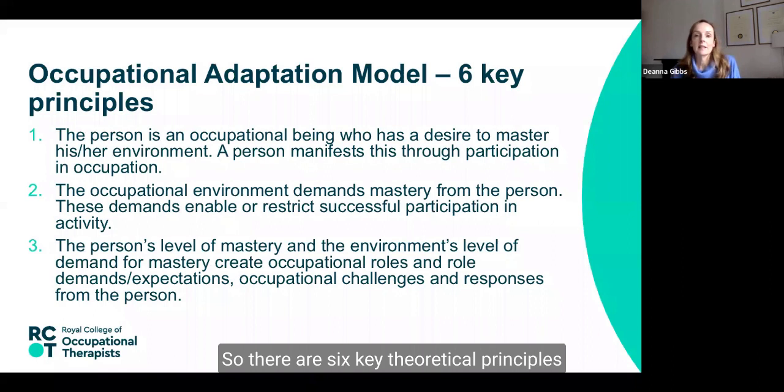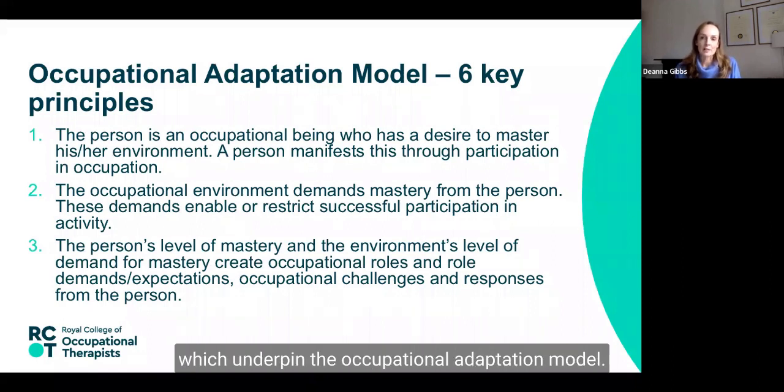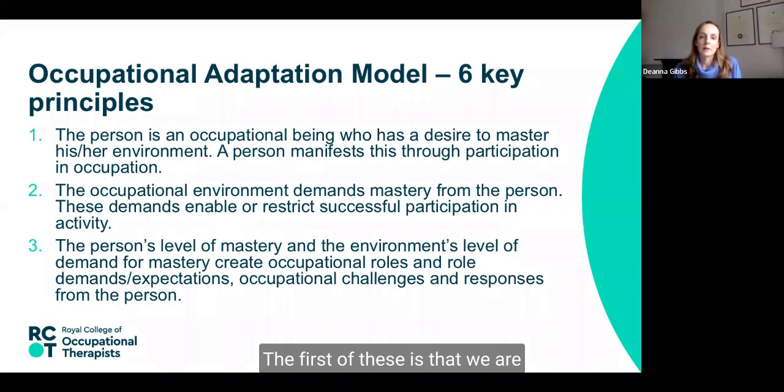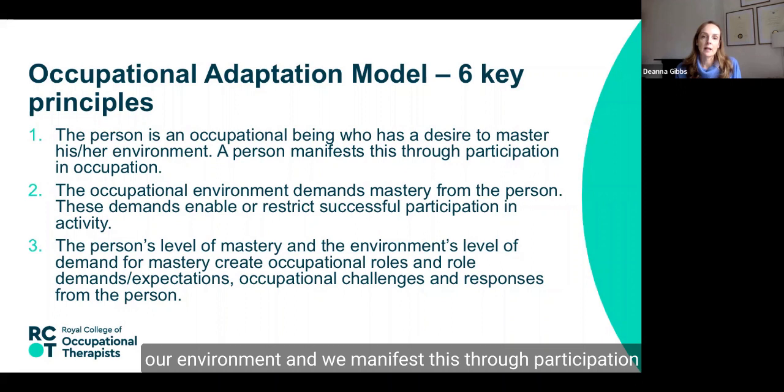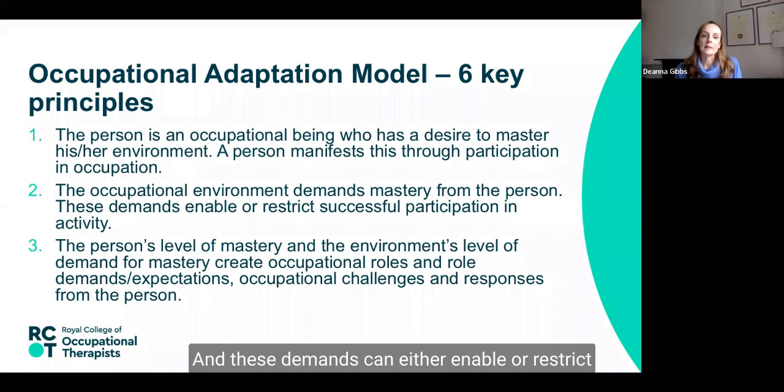So there are 6 key theoretical principles which underpin the occupational adaptation model. The first of these is that we are occupational beings who have a desire to master our environment, and we manifest this through participation in occupations. That the environment in which we're conducting our occupation demands mastery from us, and these demands can either enable or restrict our successful participation in our activities.